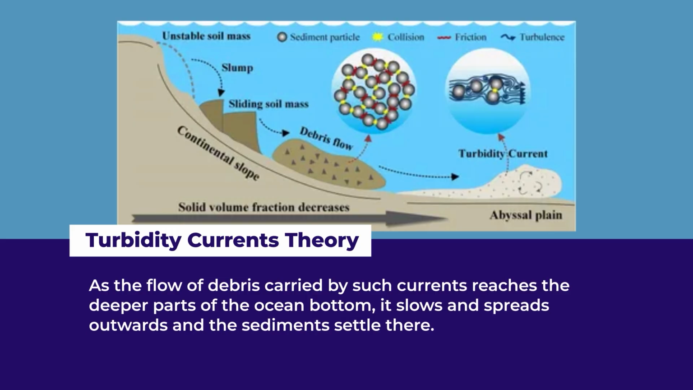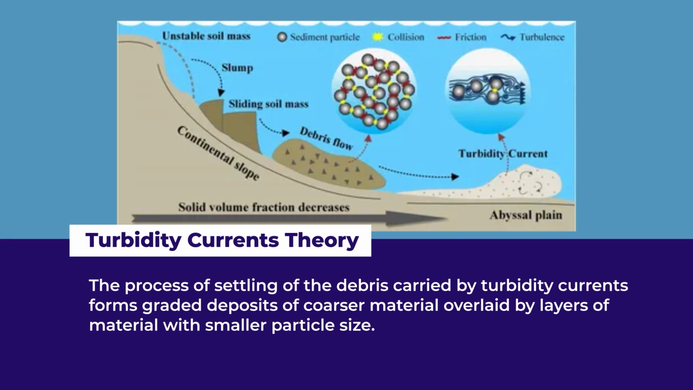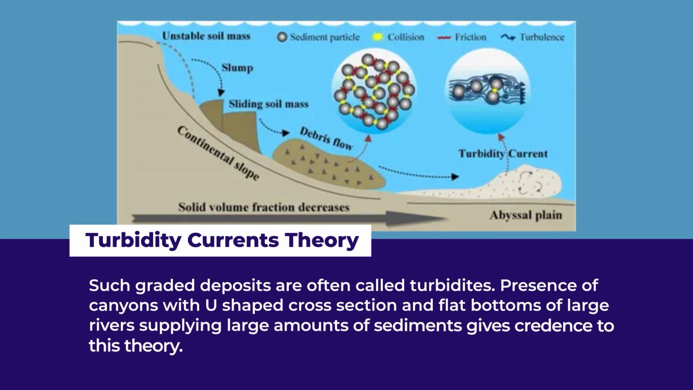As the flow of debris carried by such currents reaches the deeper parts of the ocean bottom, it slows and spreads out, and the sediments settle there, like they do at the foothills like alluvial fans and alluvial cones. The process of settling of debris carried by turbidity currents forms graded deposits of coarser materials overlaid by layers of material with smaller particle size. Such graded deposits are often called turbidites.